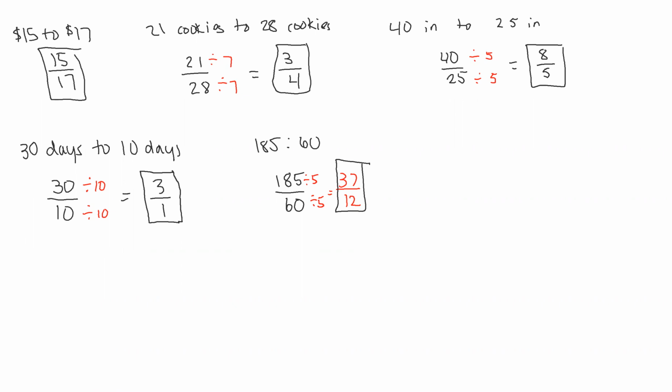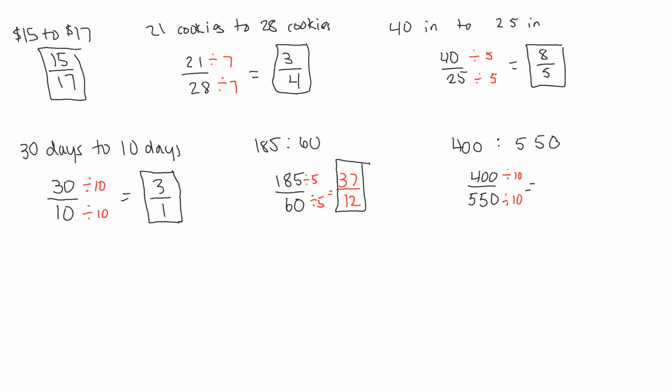What about this one? 400 to 550. Well, we start the same way, 400 over 550. Now, these numbers both end in 0, so we could say that they're divisible by 5s. We could say they're divisible by 10s. You could also, if you wanted to go higher, say they were divisible by 50s. Let's just keep it simple, and we're going to divide each by 10 for now, and we'll see what happens.